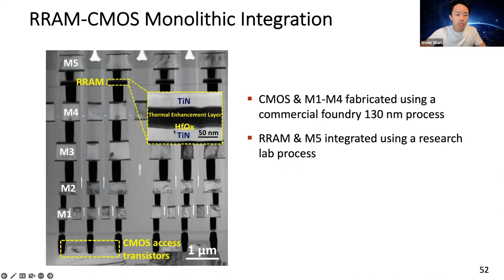And here is a cross-sectional TEM image showing the monolithic integration of the RRAM and the CMOS. The chip was fabricated using a two-step process. First, the RRAM and the bottom four layers of metals were fabricated using a commercial foundry 130 nanometer process. And then the RRAM, as well as the top layer metal, were integrated using a research lab process. But I want to point out that we use a two-step process mainly because this is a university research project. As I said earlier, CMOS-integrated embedded RRAM is already available at commercial foundries today.